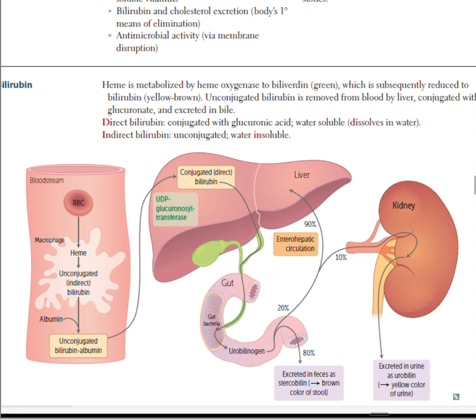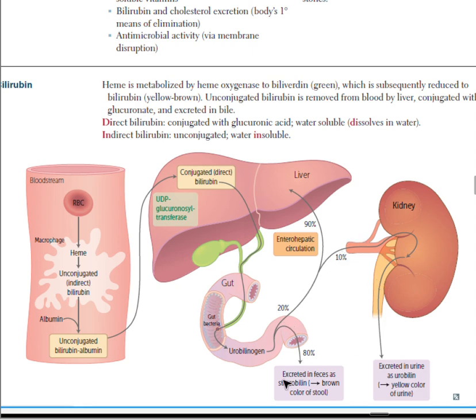Remember that once this goes into the bile to the duodenum, there's an intestinal conversion. In the intestines, this is converted further into urobilinogen. Now, urobilinogen has three fates. There are three things that can happen to the urobilinogen in the intestines. 90% is reabsorbed and returned to the liver and reused. 80% goes to stercobilin, and this gives the feces its brown color of the stool. And then 10% goes to the kidney.